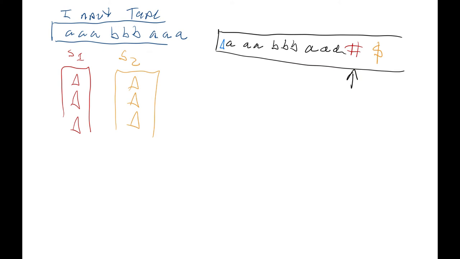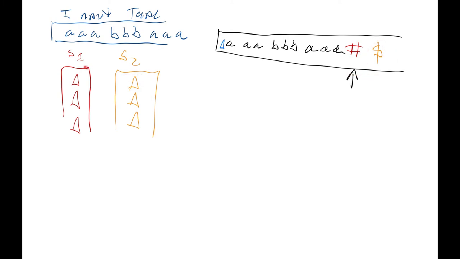Now let's say that we push something onto stack one. Well, that's easy. We just move the tapehead over one character to the right of this, and then just run the insert routine and insert something for our stack one. Now, what about stack two? We'll just move the tapehead to the dollar sign and then insert something right there.